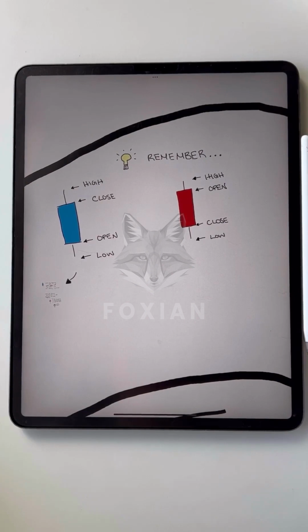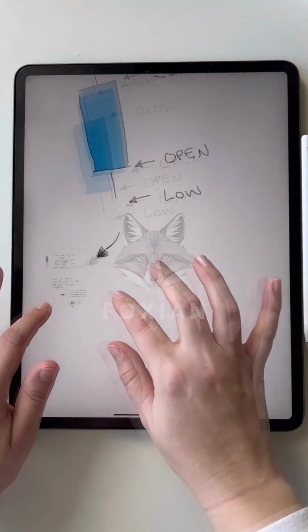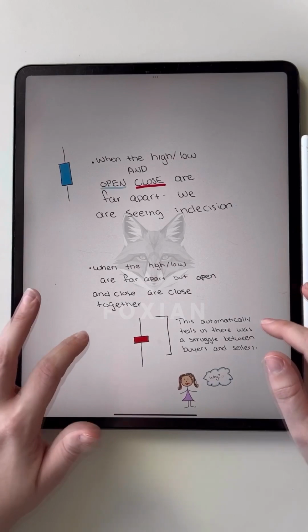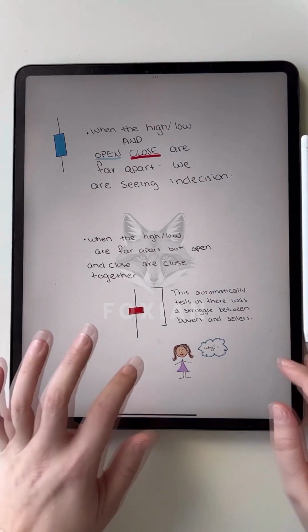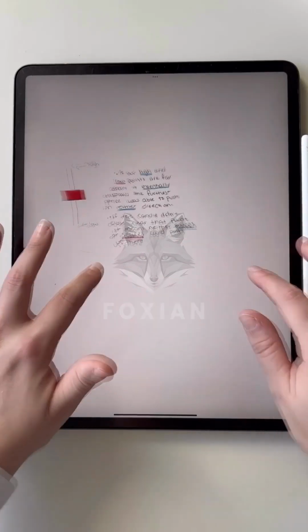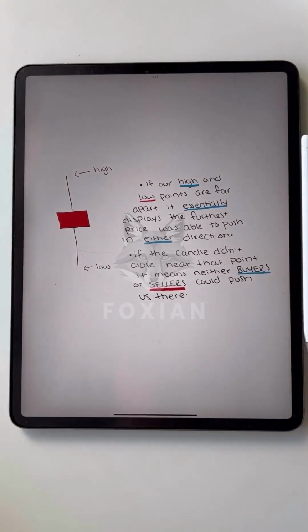It's the high, the low, the open, and the close. And when we really break that down, we can see that there's really a story that's happening that involves buyers and sellers. So when the high and low and the open and close are far apart, we're seeing indecision. When the high and low are far apart, but the open and close are close together, then it's automatically showing us a struggle between buyers and sellers.